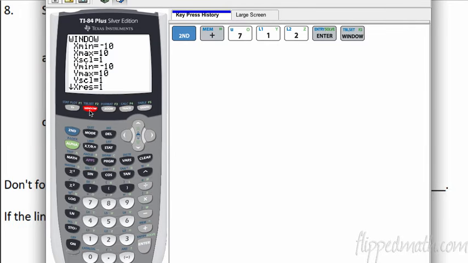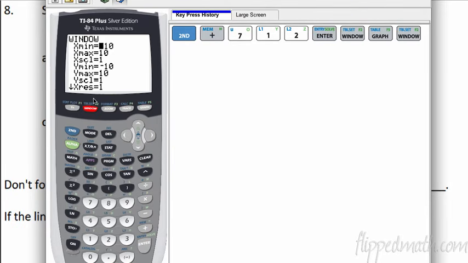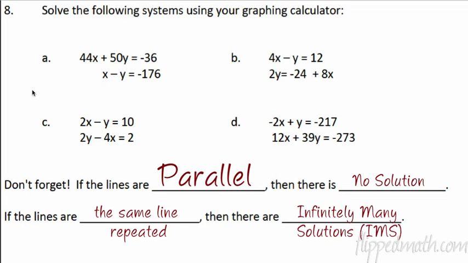All right, so anyways, we hit the window button. And if you notice, we have negative 10 to 10. That's the x, and the y is negative 10 to 10. What that means is when I look at the graph, it starts at negative 10 and goes up to 10. Same thing for the y-axis. So that's what those values mean in the window. All right, back to the problem.